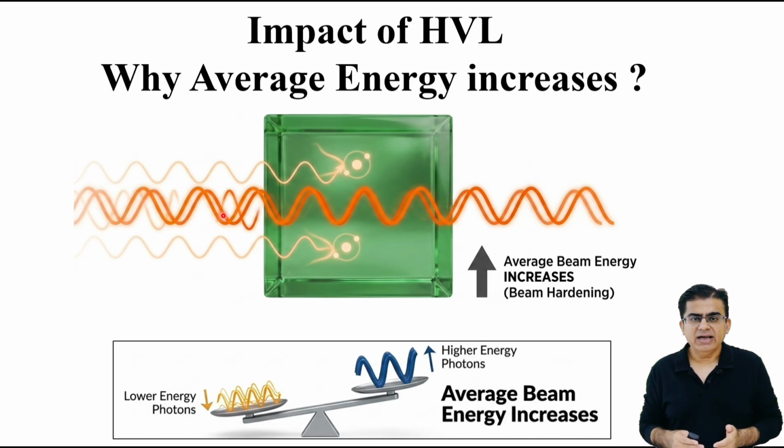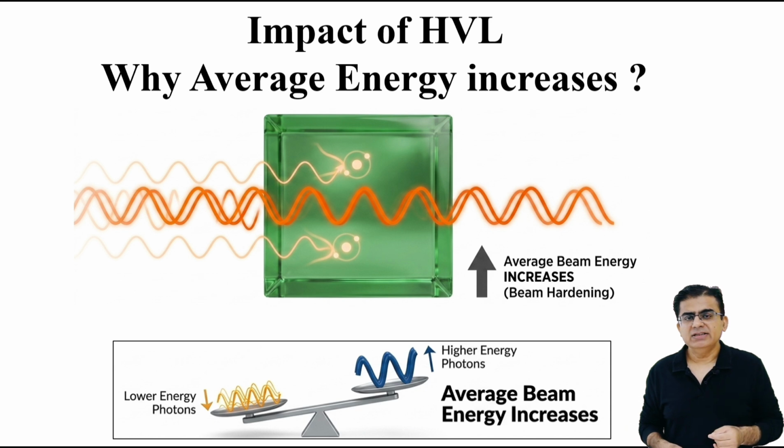Notice exactly what happens inside that green block. The material will preferentially stop and absorb the weaker low energy photons. You can clearly see these weaker photons getting trapped inside the green material in our diagram. Because these weaker photons are physically removed from the group, the remaining transmitted photons are mostly high energy photons and hence penetrate this block.